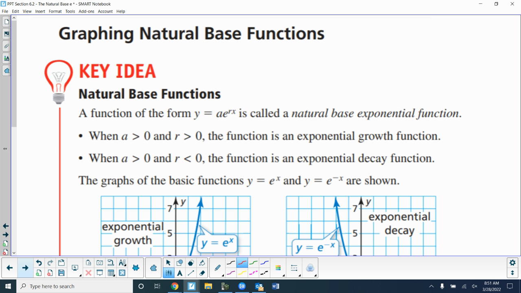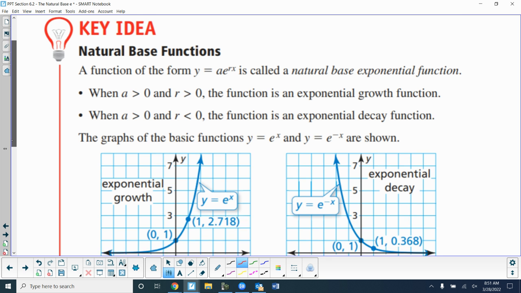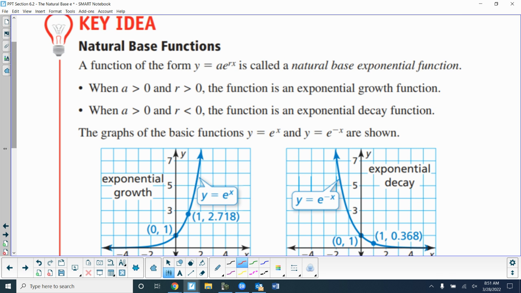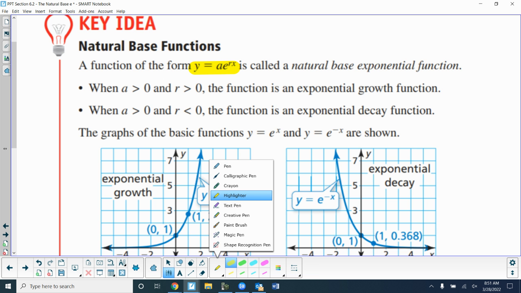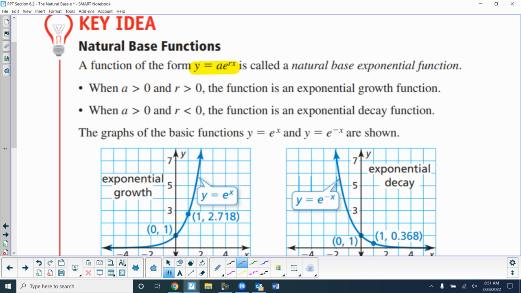Not quite, we're almost done. All right, so 4 natural base functions. Okay, we're looking at this one here. Y equals a e to the rx power. Okay, that's called the natural base exponential function. All right. When A is positive and R is positive, it's an exponential growth, right? When that R is a positive number. So if that exponent's positive, it's exponential growth.